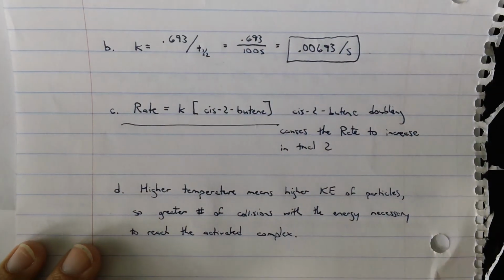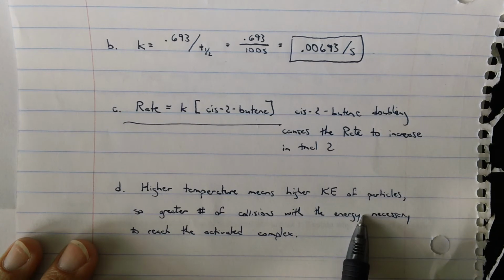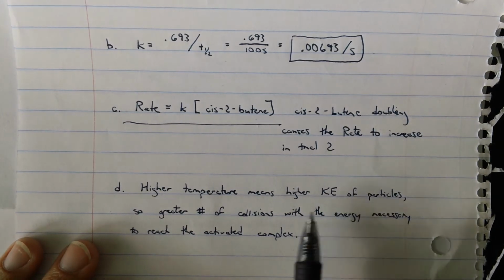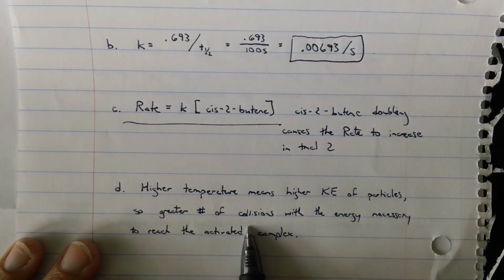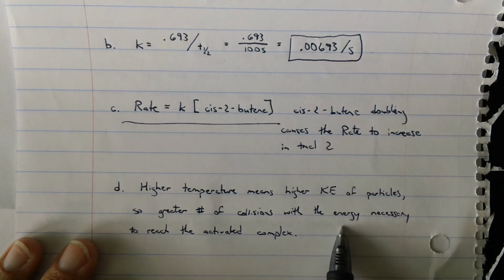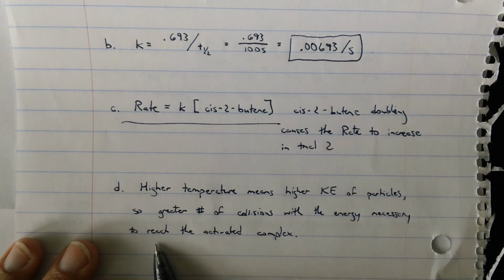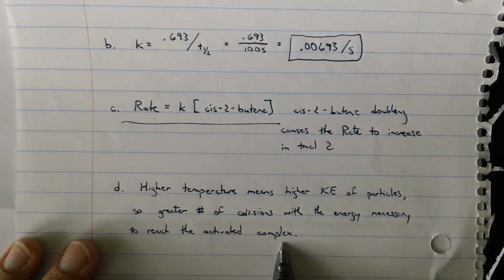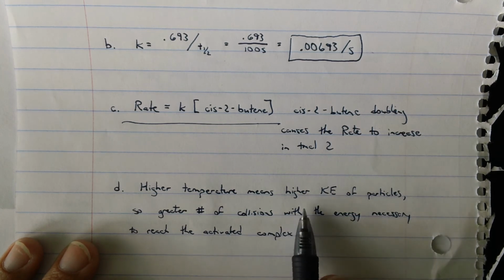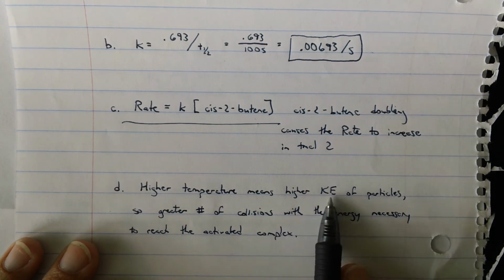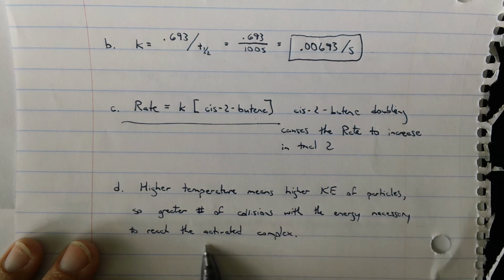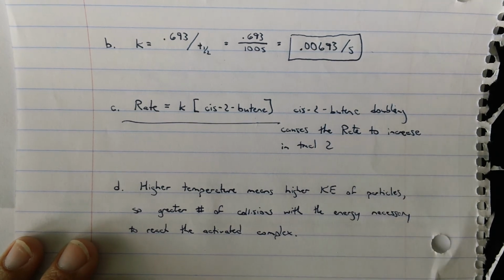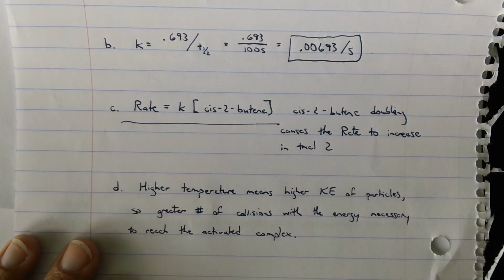I wrote it this way. Higher temperature means higher kinetic energy of particles, greater movement of particles, so a greater number of collisions exist with the energy necessary to reach the activated complex. Yes, increasing the kinetic energy, there's your activation energy to reach the activated complex. Yes, and that should be our answer there. They're all 1 point. There are 4 pieces of it, so 1 point a pop.